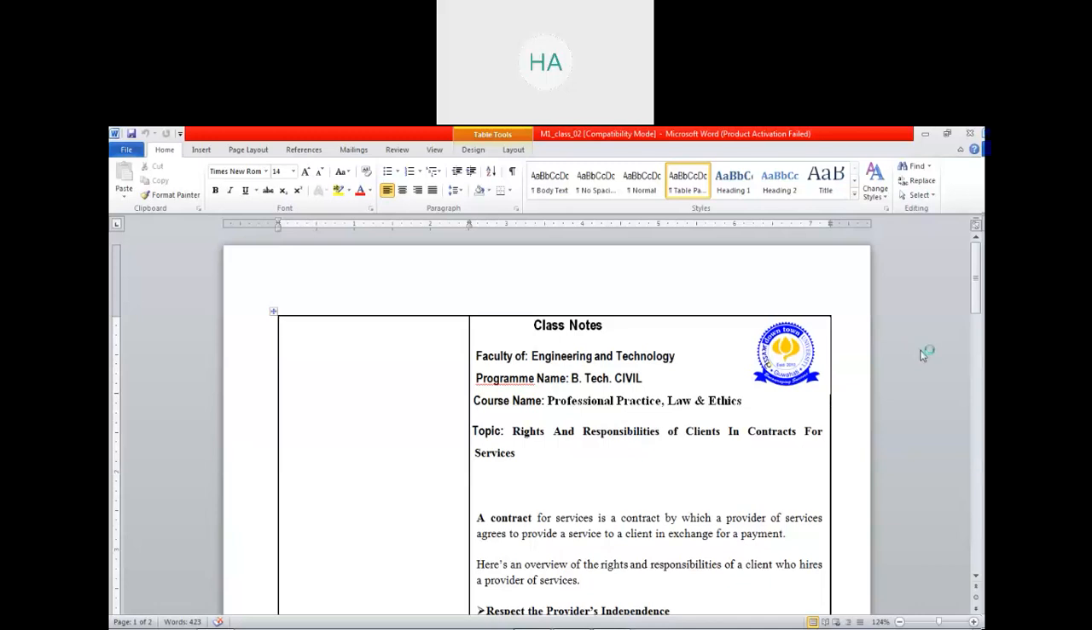Okay. So today we'll discuss about a contract. We'll discuss about contract, and especially we're going to discuss what are the rights and responsibilities of a client. So let's discuss first of all what is contract. I think you have heard this term contract. Okay? So what is contract?